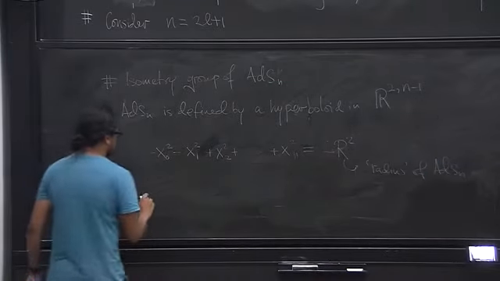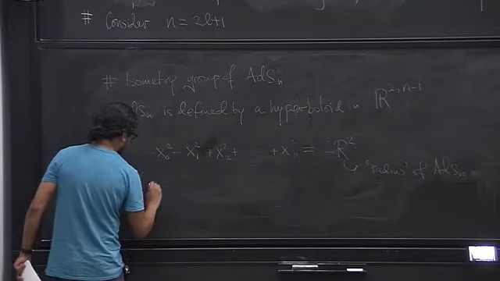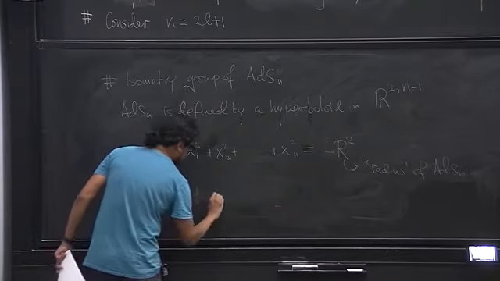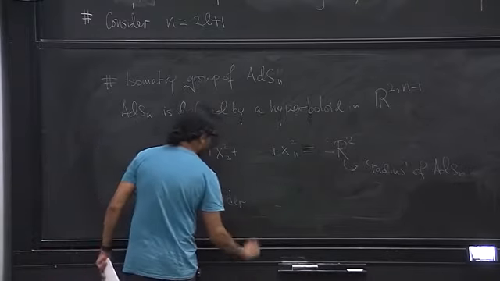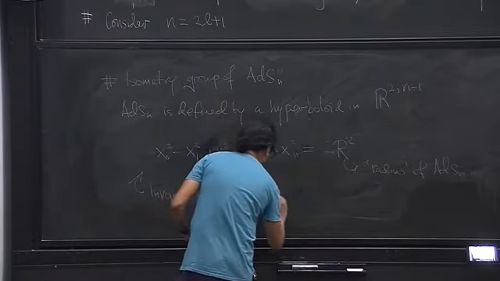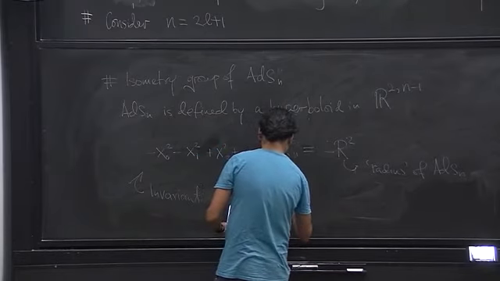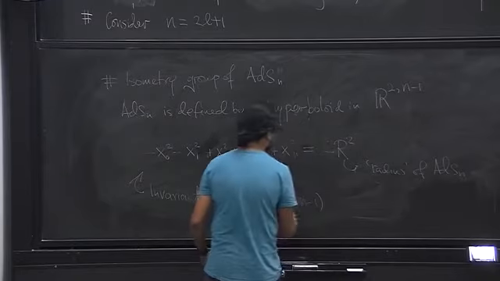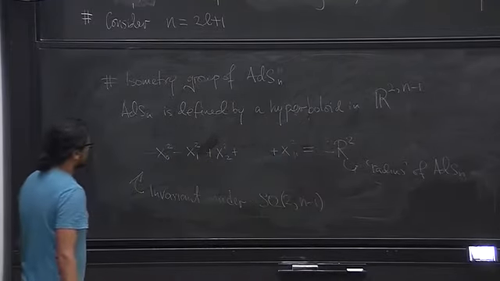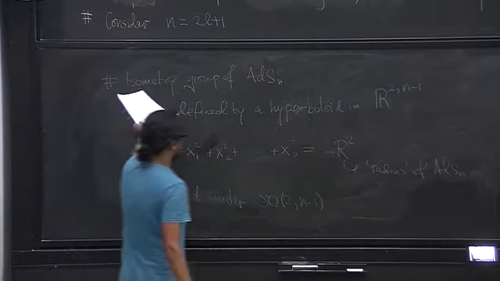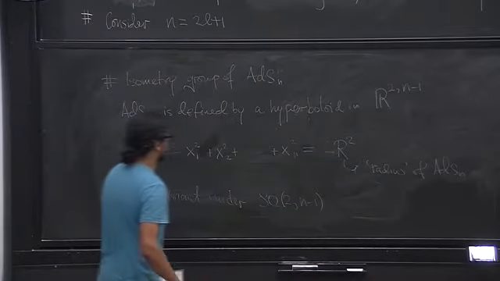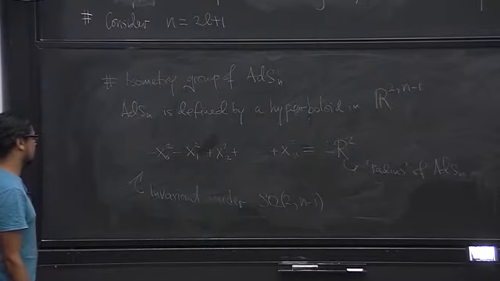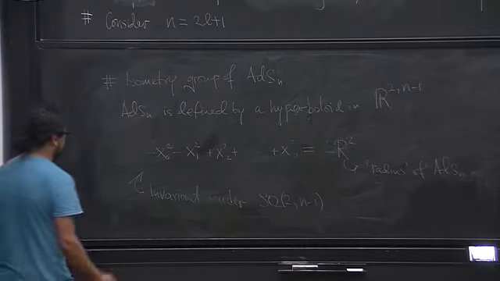So this formula is invariant under SO(2,n-1) and also O(2,n-1). But because we are thinking of it as symmetry, we are restricting it to SO(2,n-1).